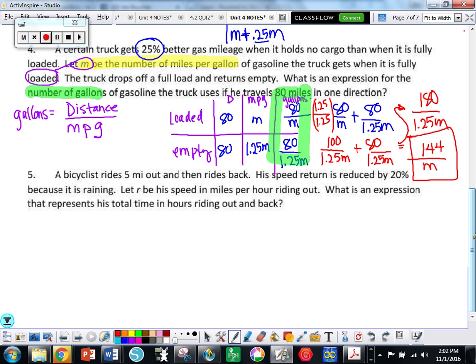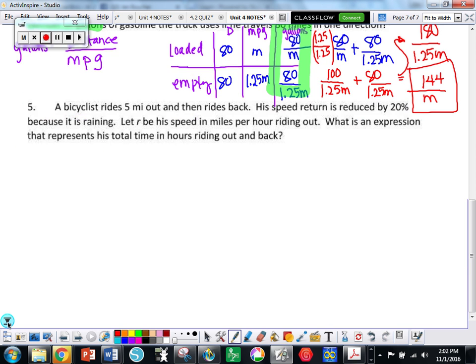Look at number 5 really quick, on the back. You can look it over. Okay, this one is almost identical, slightly different formula.